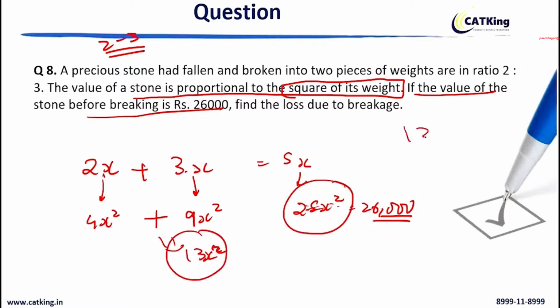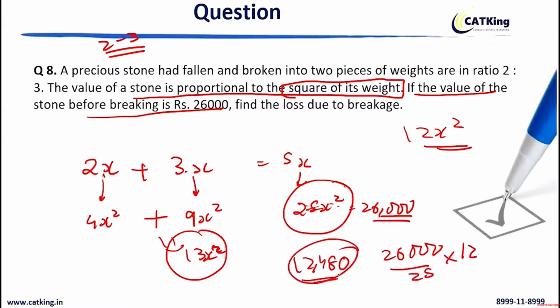What is the loss? Loss is of 12x square. Value of x square is 26,000 upon 12. 25 into 12, which is 12,480. This is your answer. Simple question, simple enough. Just a simple concept of proportionality. Just wanted to introduce this. So stay tuned for the next lecture, guys, because in that we will solve few CAT questions and those will be really good. Thank you.